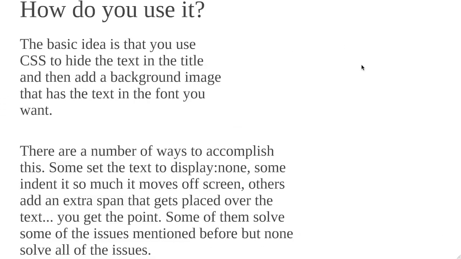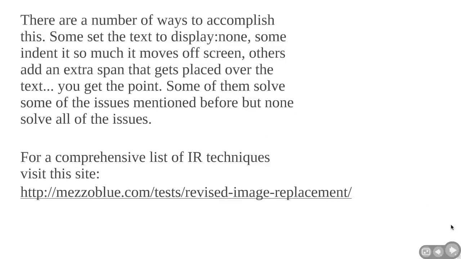And there are a lot of different ways to do this. To hide the text, you can set the display to none on the text. You can set the text indent to a really large negative or positive number, so it essentially indents the text off the screen. Some people add a span tag and add the background image in a way that's positioned on top of the text, and so forth. So there are a lot of different ways.